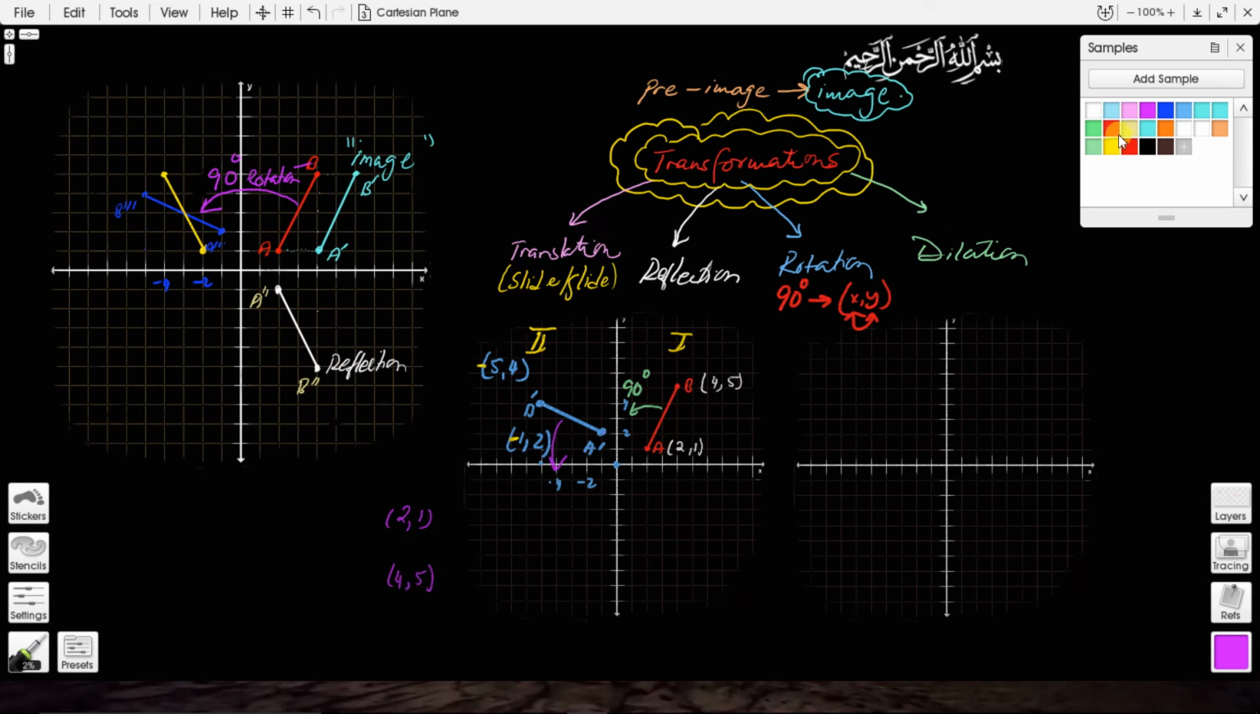But then you're in the third quadrant, right? X is negative and y is negative. So the corresponding ordered pair, if you do another 90 degree rotation, would be x is negative 2 and negative 1, which is right here, and negative 4 and negative 5 right here. I hope I see that correctly. So here we go. This was a 90 degree rotation, and this was another 90 degree rotation.